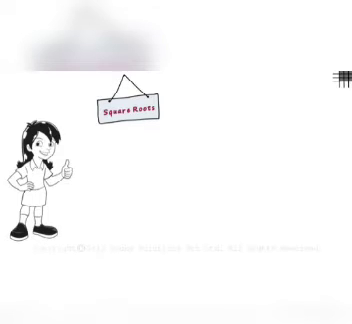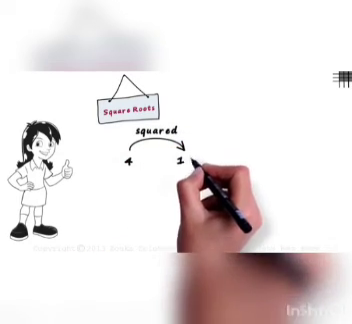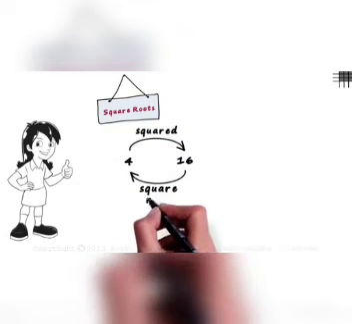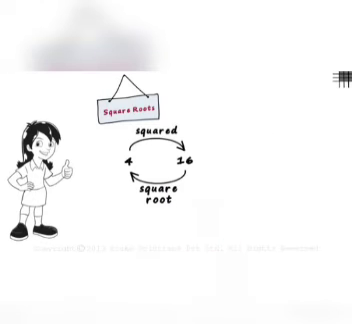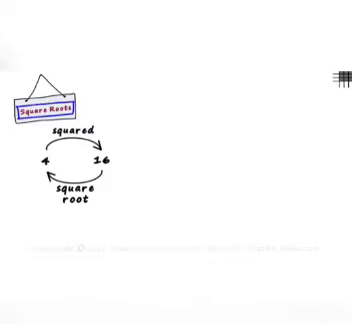Consider any number. Say 4. 4 when squared gives us 16. And the square root of 16 gives us 4. Well, that's your concept. Now we shall see how we represent square roots.